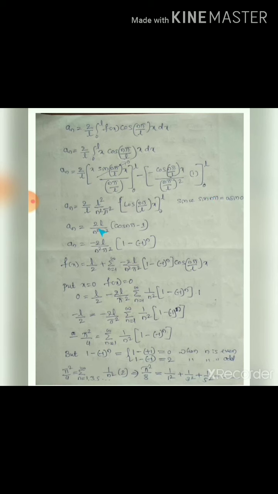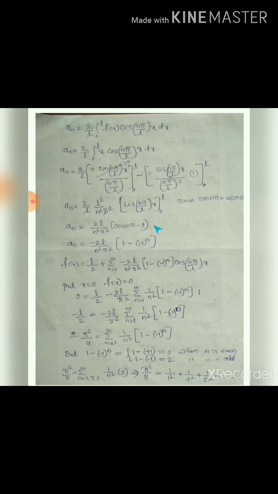Now a n equal to 2 L square divided by n square pi square. Take this to the numerator, and this term is going to be 0. Therefore, the remaining is only cos n pi by L x, limits from 0 to L. And a n equal to 2L by n square pi square.